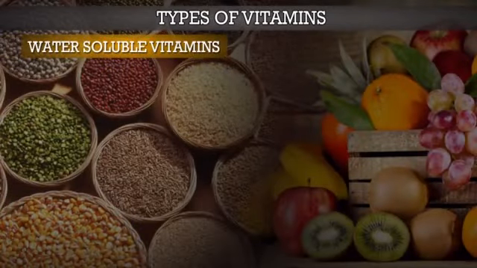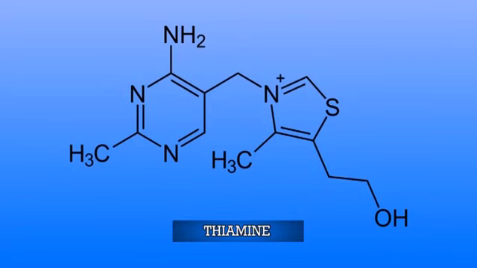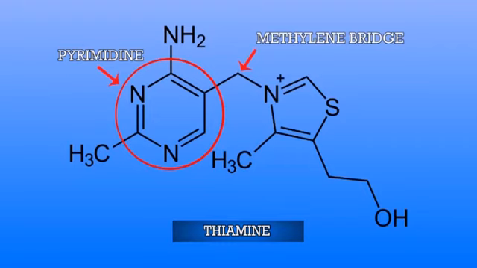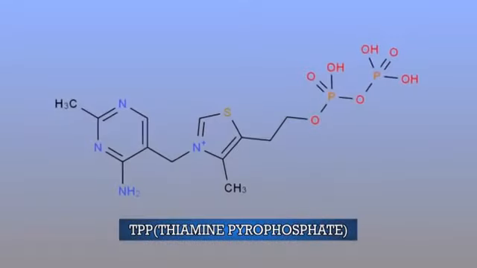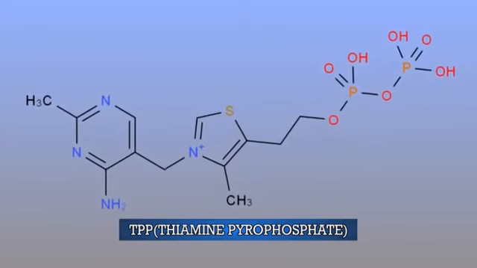Starting with the water-soluble vitamins, first one is thiamine. This vitamin is also known as vitamin B1. Thiamine is made up of a substituted pyrimidine, which is joined by a methylene bridge to a substituted thiazole. Thiamine pyrophosphate, that is TPP, is the active coenzyme form of this vitamin. This coenzyme form is also known as co-carboxylase.